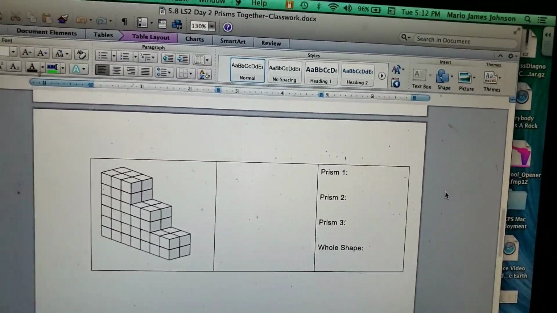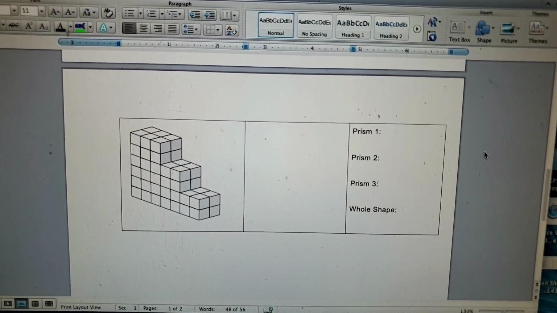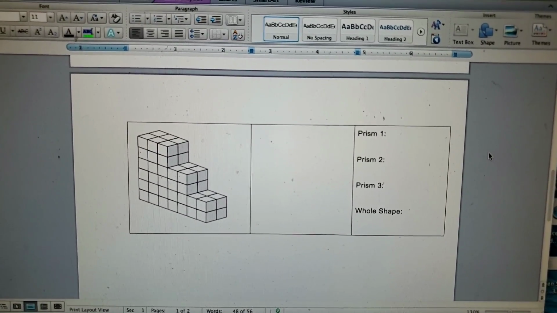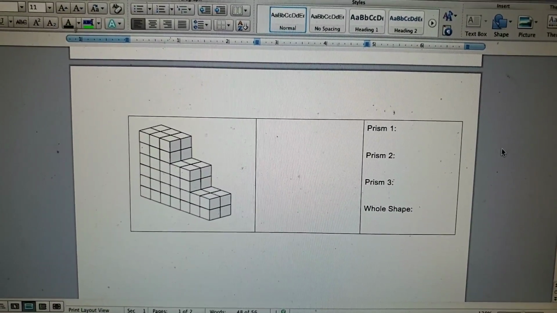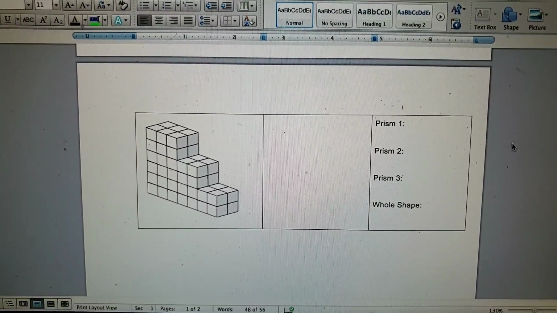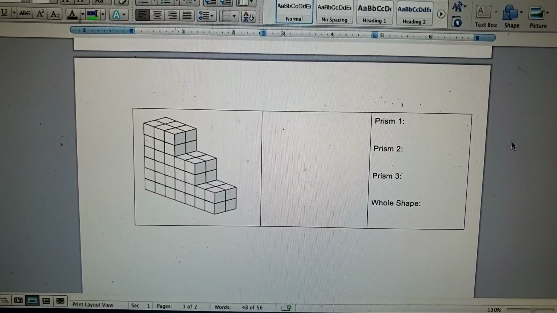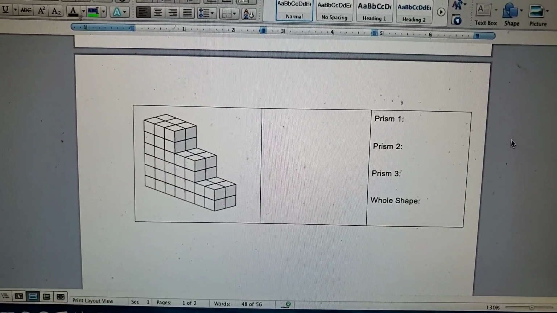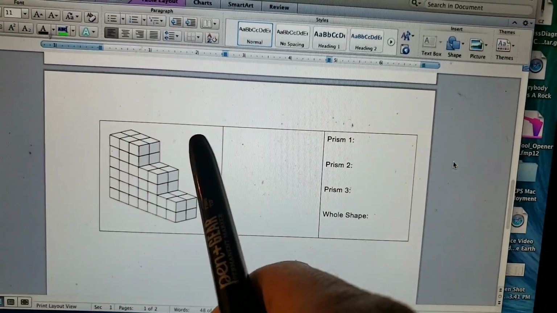Okay, now let's look at the last one. And this one's a little challenging. So there's more than 2 prisms. If you look very carefully at our last object, there are actually 3 rectangular prisms inside of it. Do you see what the 3 rectangular prisms are? If you see what the 3 rectangular prisms are, you are good. So you have a chance.